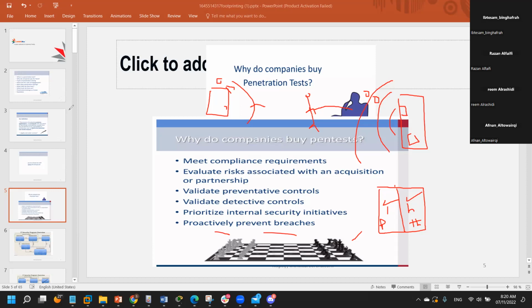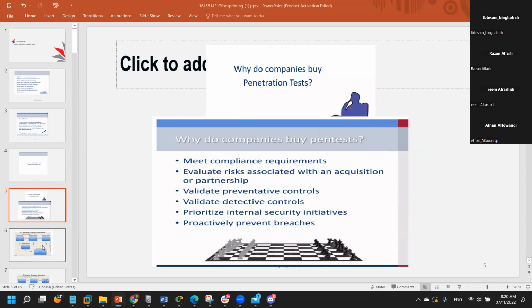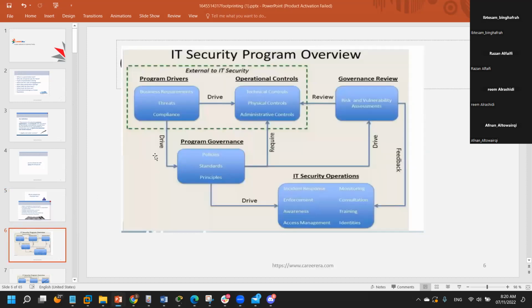I may have already explained this, but where does penetration testing fit into our IT security program? This is really our security program. We do a lot of things in a security program. It starts with a business requirement to secure the business.